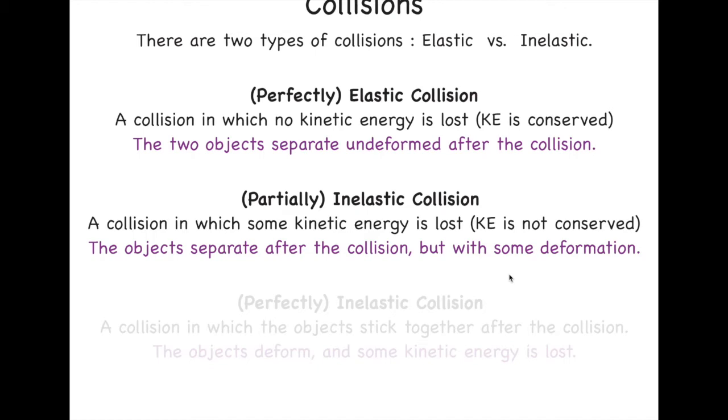But when they crashed, they did not retain their original form, right? The metal crumpled, so the cars end up damaged. In that case, it's not a perfectly elastic collision because they do not separate undeformed. If they had separated undeformed, the kinetic energy would be conserved. But because some of the energy went into crumpling up that metal, some amount of that kinetic energy is lost. So it's an intermediate case where kinetic energy is lost, but the objects do separate.